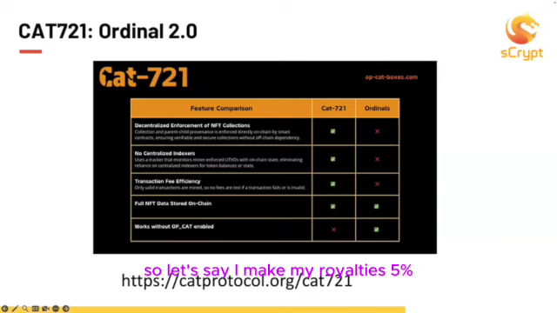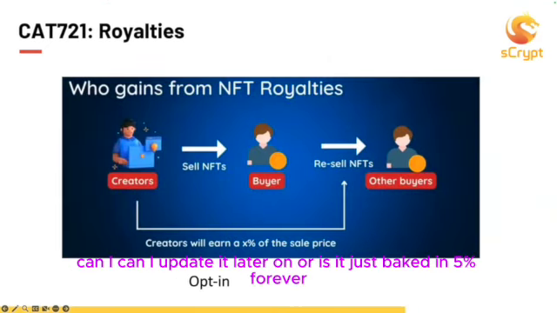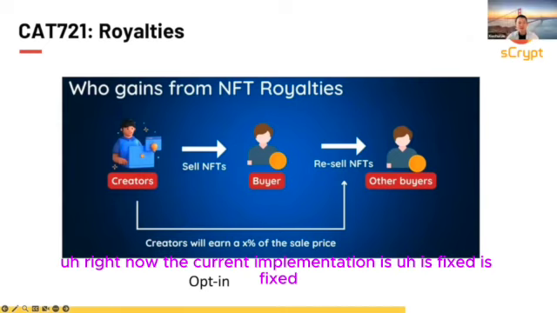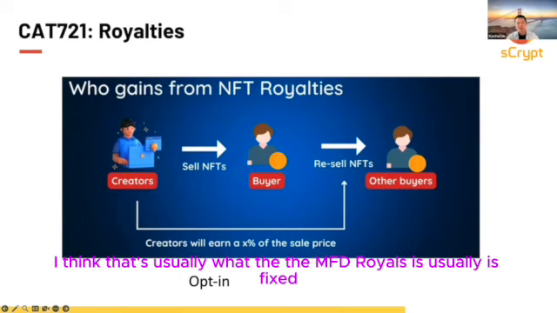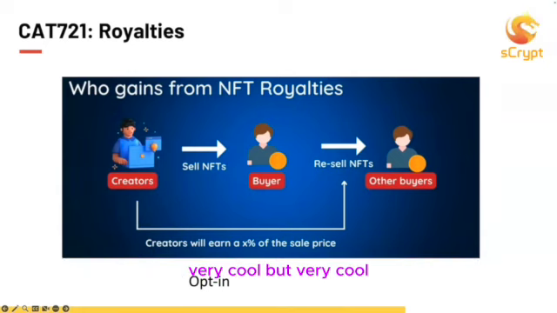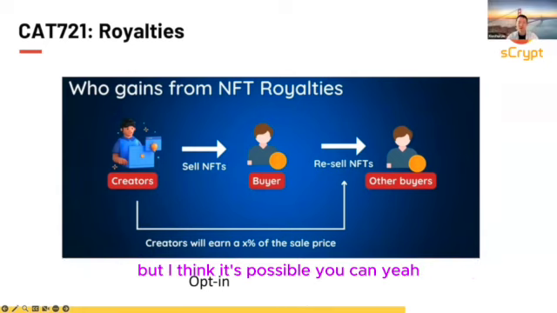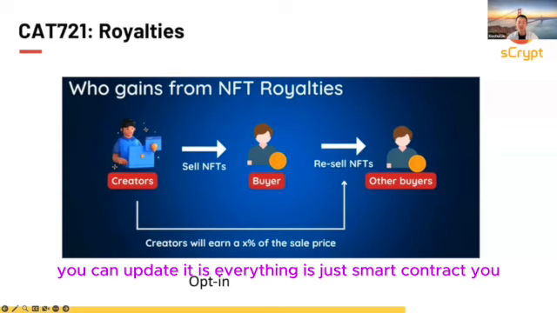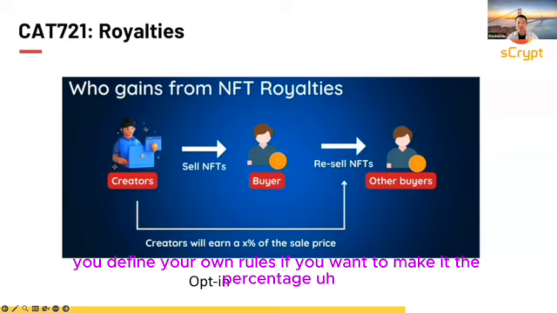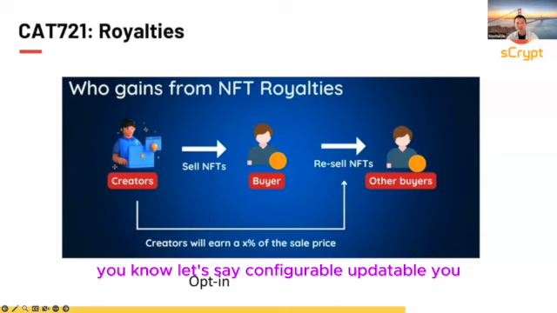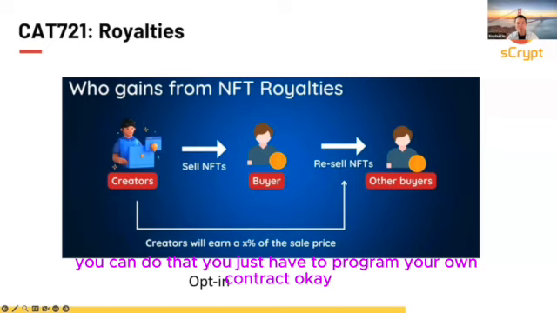So let's say I make my royalties 5% and then later on I want to change it. Can I update it later on? Or is it just baked in at 5% forever? Right now, the current implementation is fixed. Usually that's what NFT royalties are. Usually it's fixed. All right. Very cool. But I think it's a possible upgrade. You can update it. Everything is just smart contract. You define your own rules. If you want to make the percentage configurable, updatable, you can do that. You just have to program your own contract.